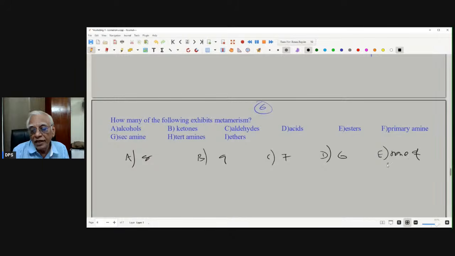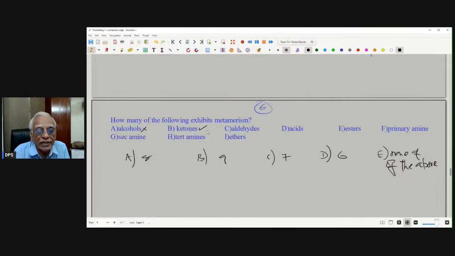To be on the safer side, none of the above. Supposing this question is given to you, based on today's knowledge, you should be able to answer this. This is an IIT or NEET examination. How many of the following exhibit metamerism? First of all, identify the functional group that exhibits metamerism. It's a monovalent functional group.